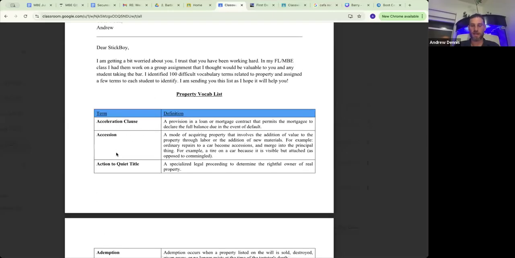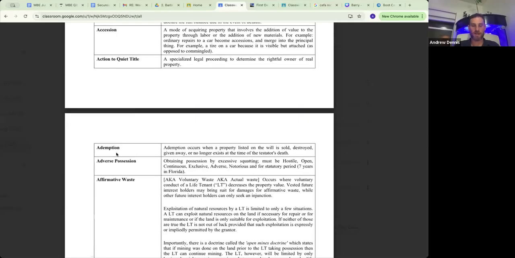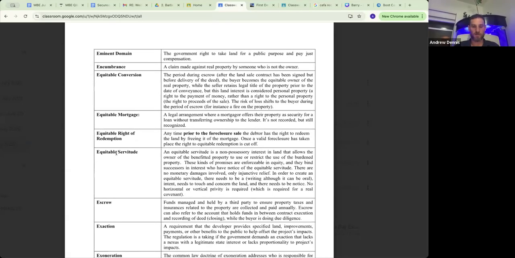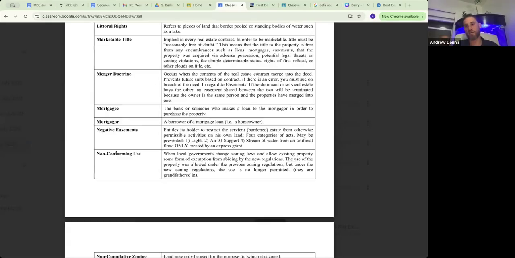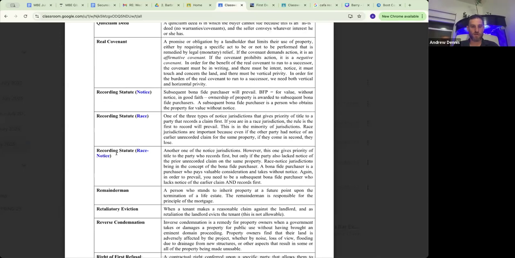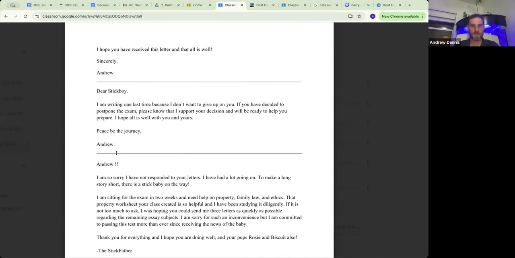And then property, right? I gave you this great vocabulary list that my classmate in MBE class that we've doctored up. I think it's pretty nice. A lot of vocabulary words because I think real property is truly a vocabulary test. And if you know these vocab words, you can't struggle.